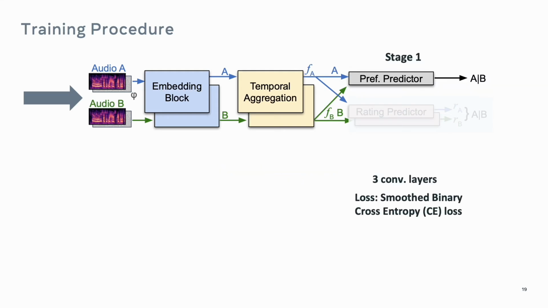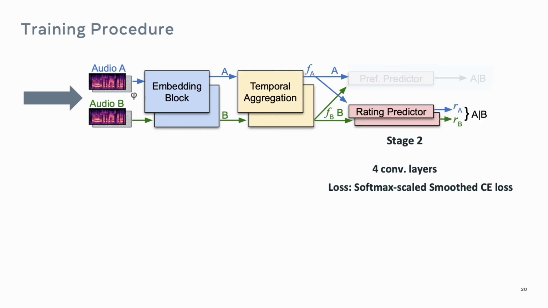And finally, in stage 1, we have a preference predictor, which is a 3 convolution layer model, and its job is to predict a probability score of which input is of higher quality. And this stage is trained using a smooth binary cross entropy loss. In stage 2, we detach the preference predictor and attach a new model, which we call the rating predictor, whose job is to output a single rating for each audio recording. And this is also based on 4 convolution layers, and this is also trained using a softmax scale cross entropy loss.